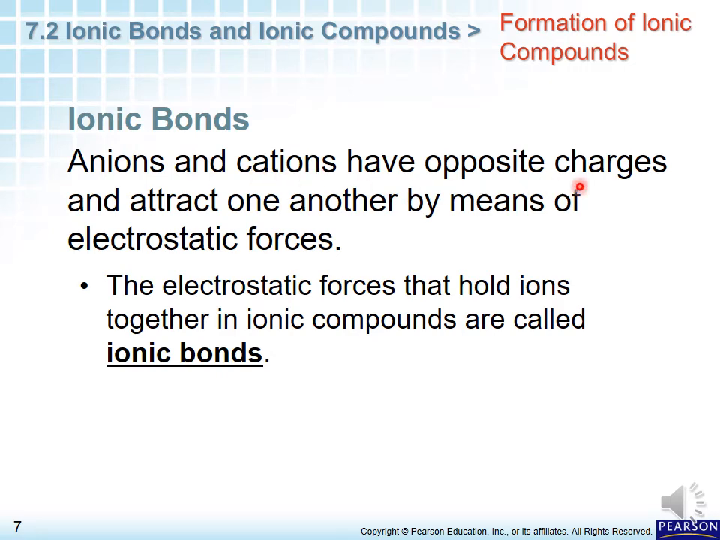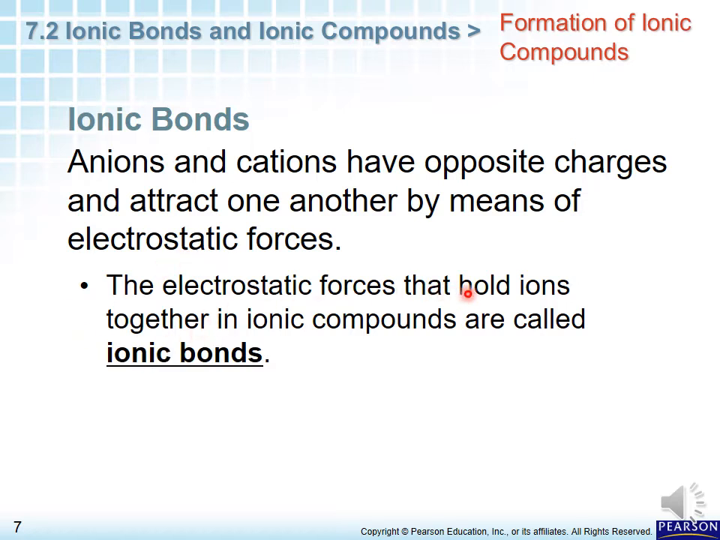Anion and cation have opposite charges and attract one another by means of electrostatic force. What is electrostatic force? Electro means charge, static means rest. So the charge in the rest position. So sodium like Na positive or Cl negative. So Na positive, positive is at rest position. So this is called electrostatic charge. And Cl negative, this is a negative electrostatic charge. So the attraction between this positive and negative charge combined together is called electrostatic force.